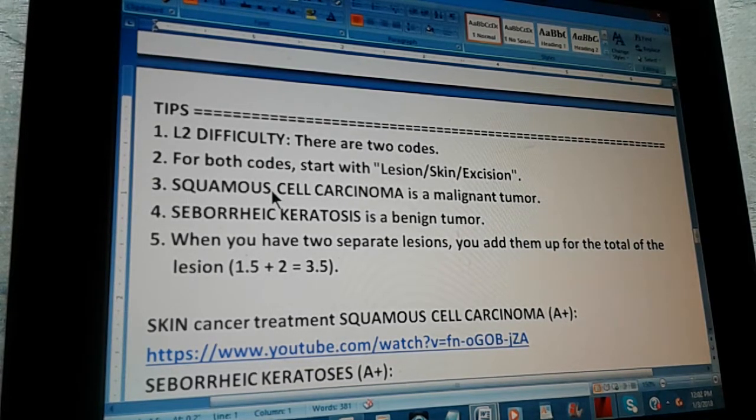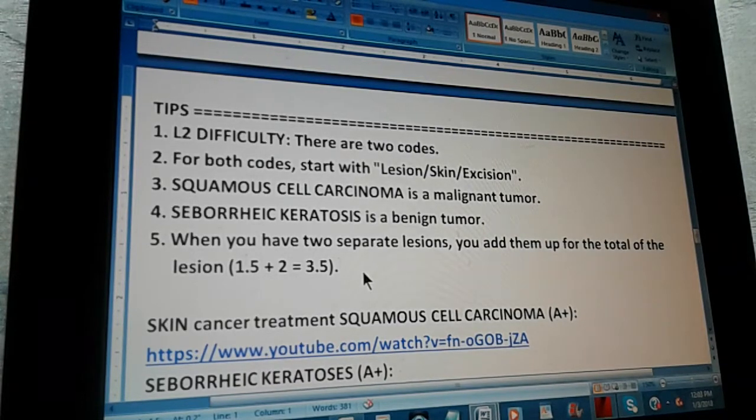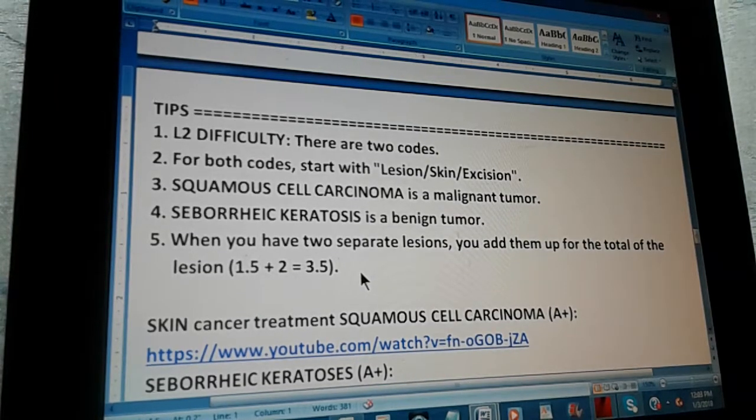Now, number 3. Squamous cell carcinoma is a malignant tumor. Remember the report from pathology that said that the lesions in the back were squamous cell carcinomas, which means that those are malignant tumors, right? They have a different code. And the other one, the one in the hand? The hand is a seborrheic keratosis and it's a benign tumor. The pathology report says that it is a seborrheic keratosis, which is a benign tumor. That has a different code. So you got to be careful of that, okay?